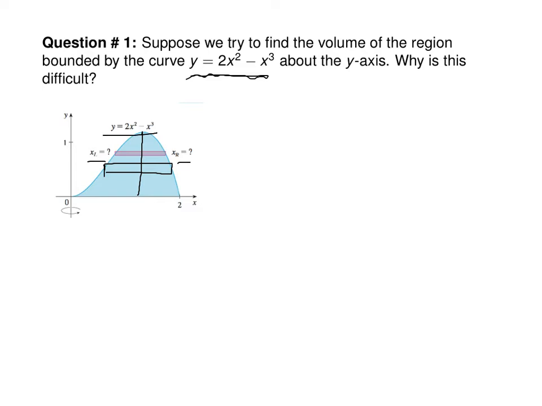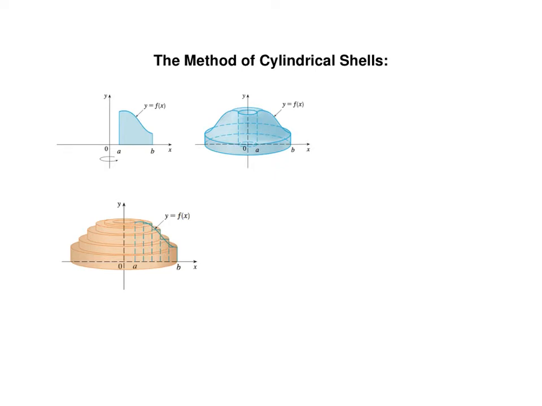So consider the following problem. Suppose we have the region bounded by a curve y equals f of x between a and b. When you spin this region, you get something that looks sort of like what's in the picture next to it. Now, instead of cutting our slices horizontally, we're going to cut them vertically like this, and we're going to spin those instead. When you spin those, you get something like this picture here.